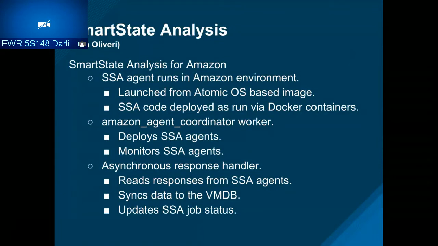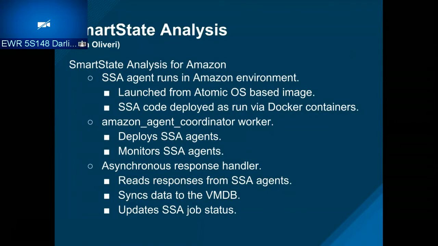Basically, there are three major parts of this. There's an agent that runs in the Amazon environment, launched from a standard Atomic OS-based image. We then deploy our smart state specific code to that standard instance using Docker containers. Then there's an agent coordinator that runs in the appliance, and that deploys the agent, monitors the agent, and is responsible for the life cycle of those agents.